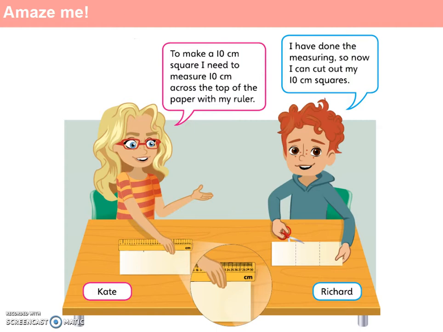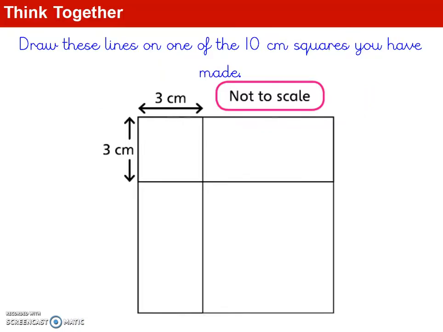So now we've finished that first question, let's have a little look at the next one in our textbook. So for these questions, you're going to need those 10 centimeter squares that you've hopefully created in our first part. And for question 1, you can see we're asked to draw these lines on one of the 10 centimeter squares that you've made. So think about carefully how we use those rulers, remembering that we start at the 0. And then when you're looking at this, think about which line will you measure and draw first.